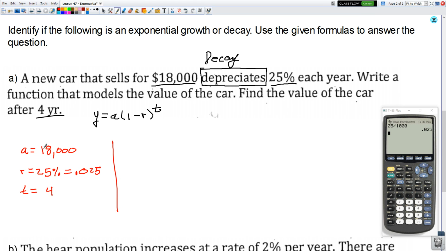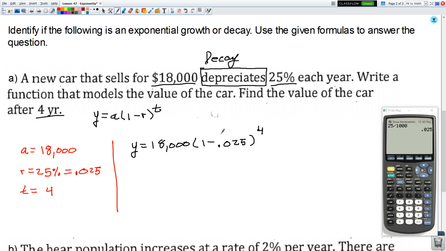Once you know the value for those 3 variables, then you're good to go. We can actually find out the value after 4 years because we have a formula that can give us that. So that becomes y equals A, which we know is 18,000, times parenthesis 1 minus r, where r, we don't use 25%, we use 0.25, and the exponent t, which is 4.